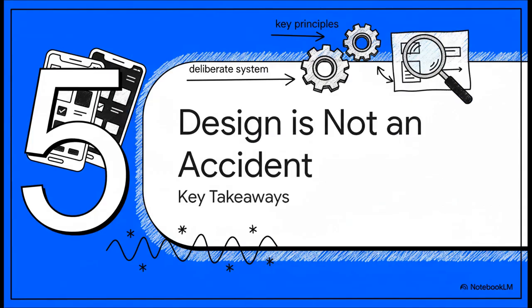So when you put it all together, the strategic choice of theme, the careful handling of color, the clever illusion of depth, and that consistent grid, you start to see it. Great design is never, ever an accident. It's always a system. Let's do a quick recap of those key rules.